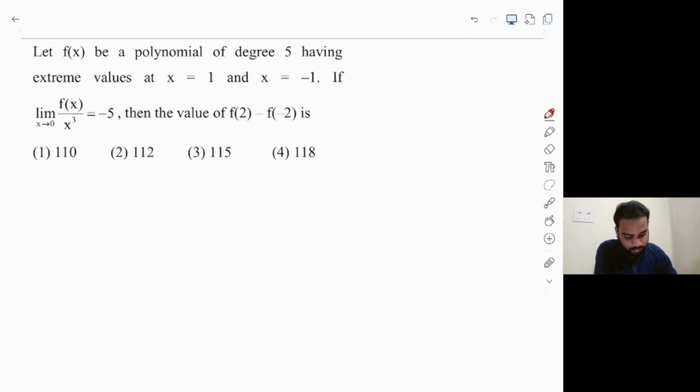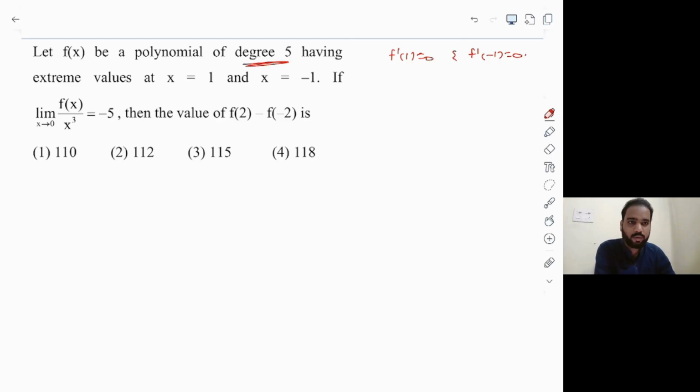This is a question from AOD concept using limits. It's a pretty straightforward question, but it is one of the most repeated questions of PYQs from AOD. So let us try to see the concept behind it. Now, first thing, f of x is said to be a fifth degree polynomial and also having extreme values at x is equals to 1 and also x is equals to minus 1. Which means, first of all, we can input the conditions that f dash of 1 is equals to 0 and also f dash of minus 1 is equals to 0 because they are the extreme values.